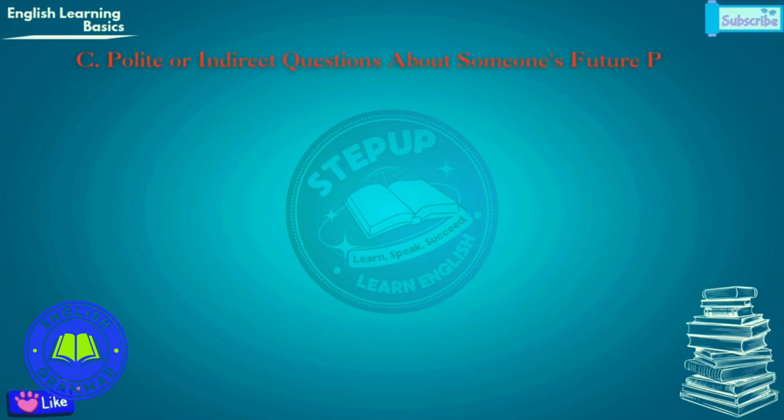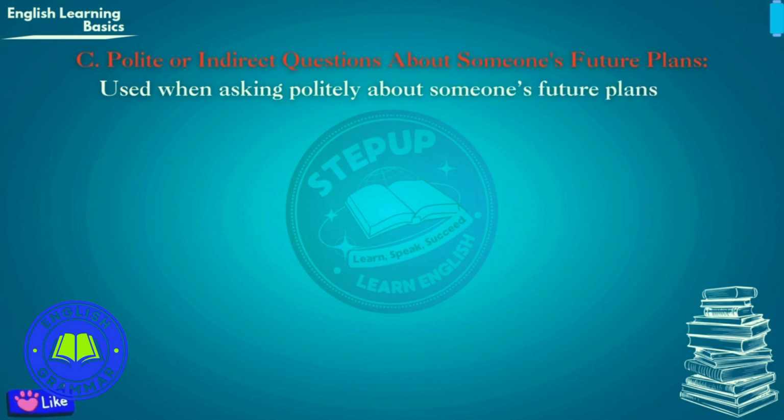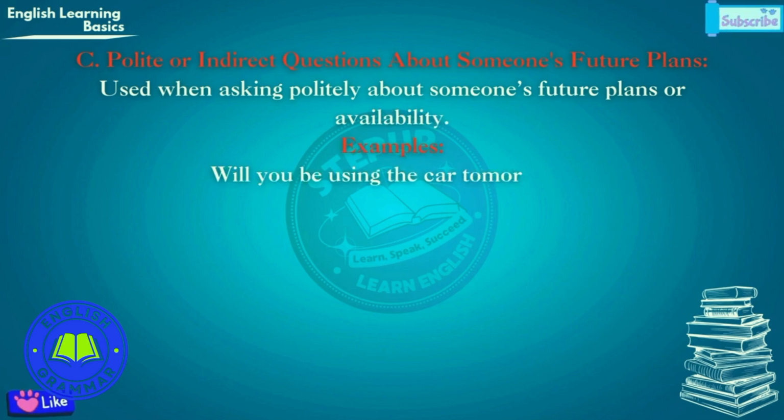C. Polite or indirect questions about someone's future plans. Used when asking politely about someone's future plans or availability. Examples: Will you be using the car tomorrow? Will she be attending the meeting?